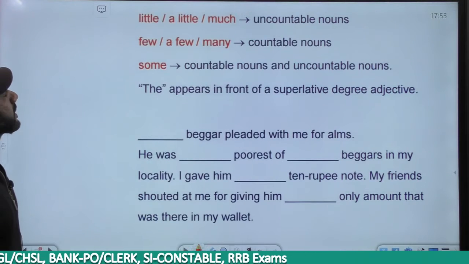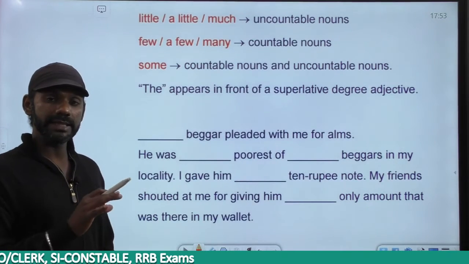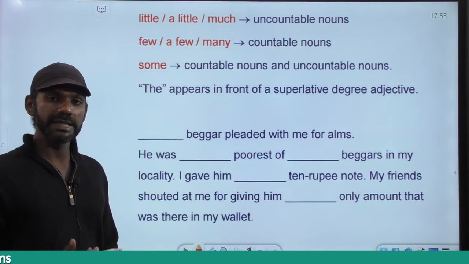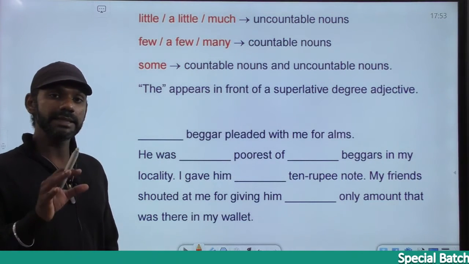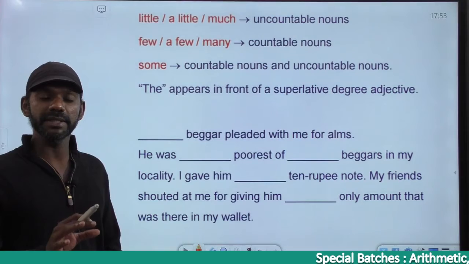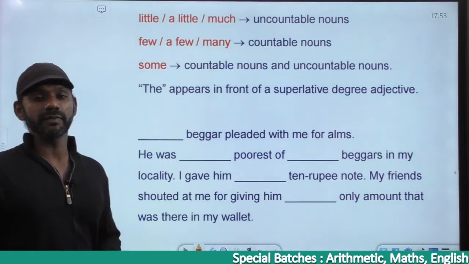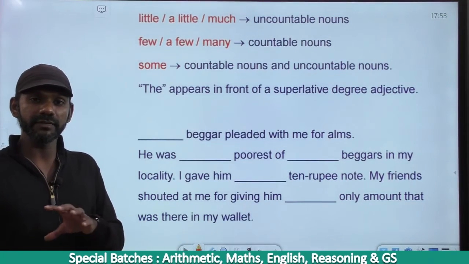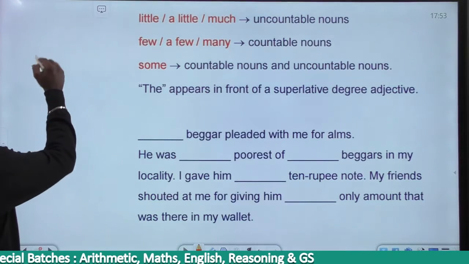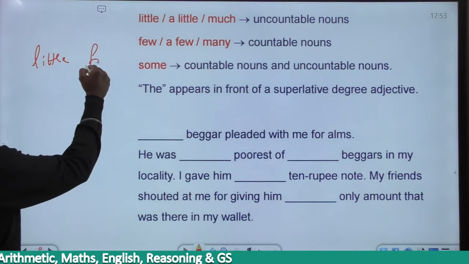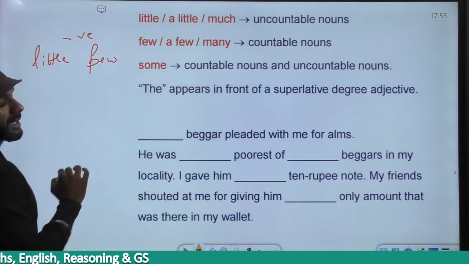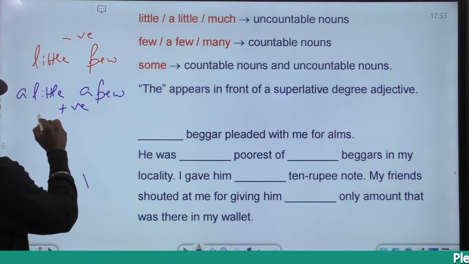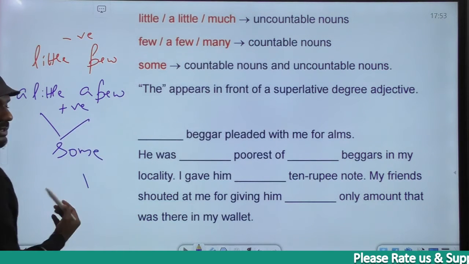Now, we have already discussed the difference between little, a little, few, a few. Little means nothing. If I say I have little money, that means I have no money. A little means some. If I say I have a little money, that means I have some money. Few means no one. If I say I have few friends, that means I have no friends. If I say I have a few friends, that means I have some friends. Little and few are negative, meaning nothing or negligible, and a little and a few are positive, meaning some.